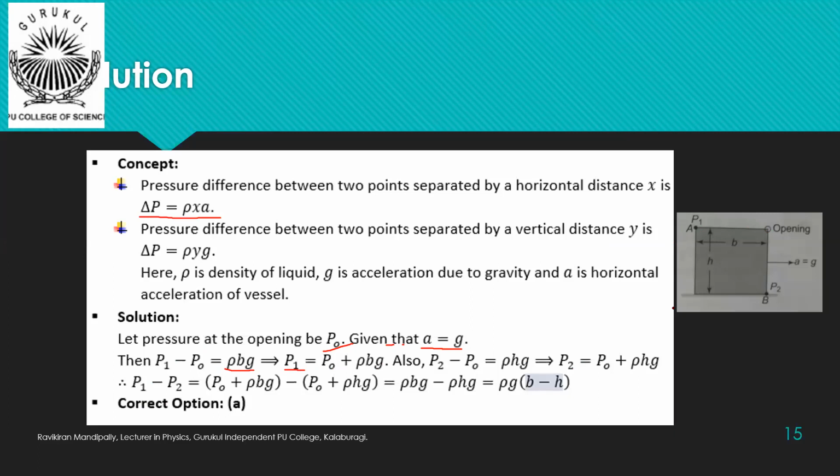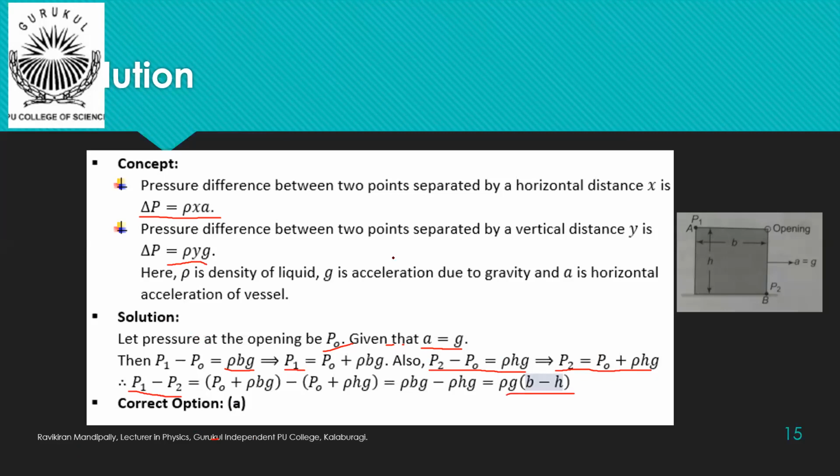And then P1 and P2 are having a vertical separation of H. So using this formula, pressure difference between 2 points at vertical distance, we are writing P2 minus P naught is equal to rho g H, that is P2 is equal to P naught plus rho H g. Then substitute P1 and P2 in P1 minus P2 and you will get the relation as rho g into (B minus H).